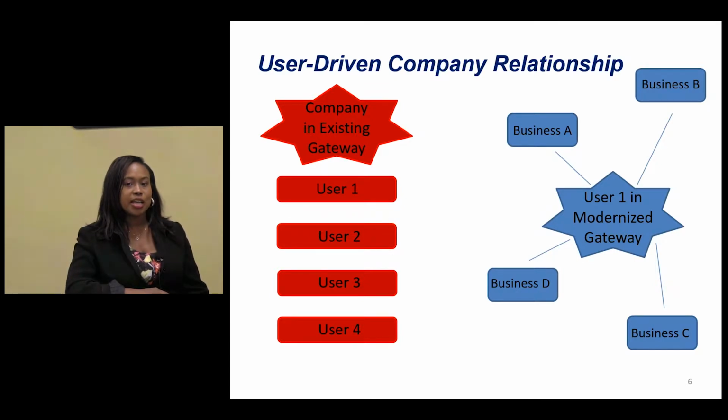The modernized gateway is more user-driven than its predecessor. Companies are no longer required to set up and register as a company itself. Instead, users are registered for their individual accounts and then linked to the company that they plan to access on the Ohio Business Gateway. If you had administrative rights in the existing gateway, chances are those administrative rights will follow you to the modernized gateway.